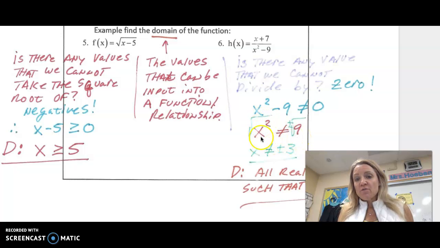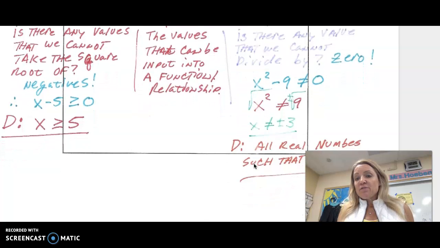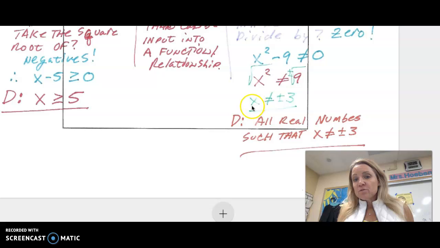You do the inverse operation of squaring, which is square rooting. And you can't forget the positive and the negative. So x cannot be equal to positive 3, and x cannot be equal to negative 3. And so for the domain, you say all real numbers such that x cannot be equal to positive or negative 3.